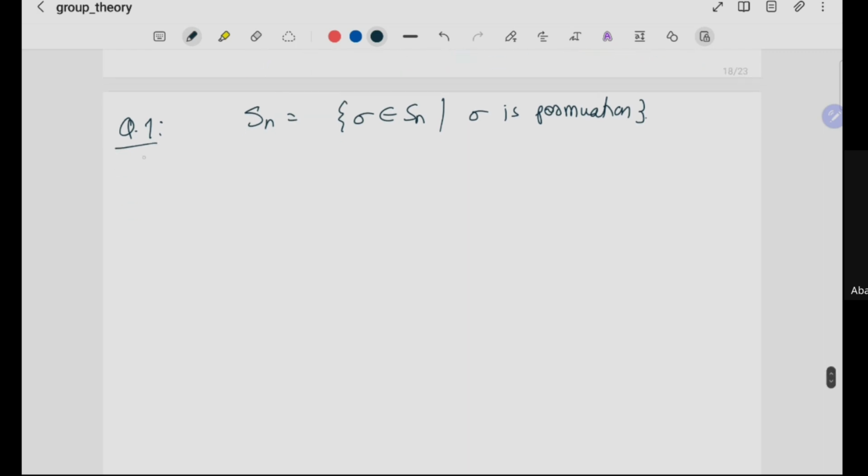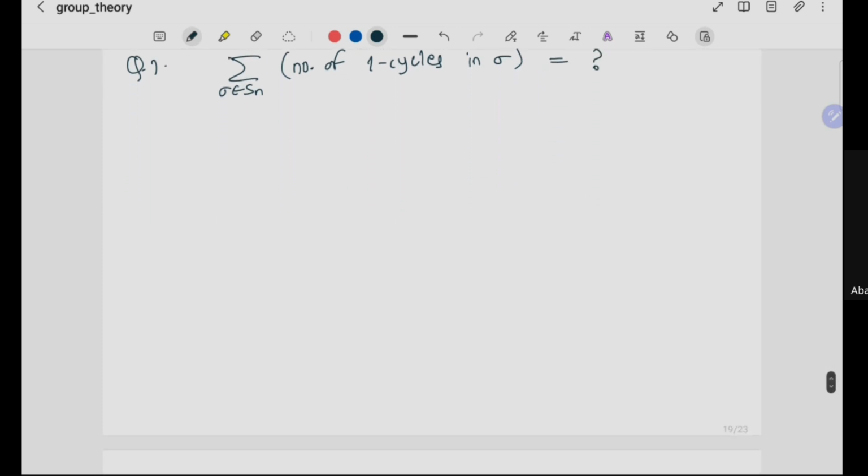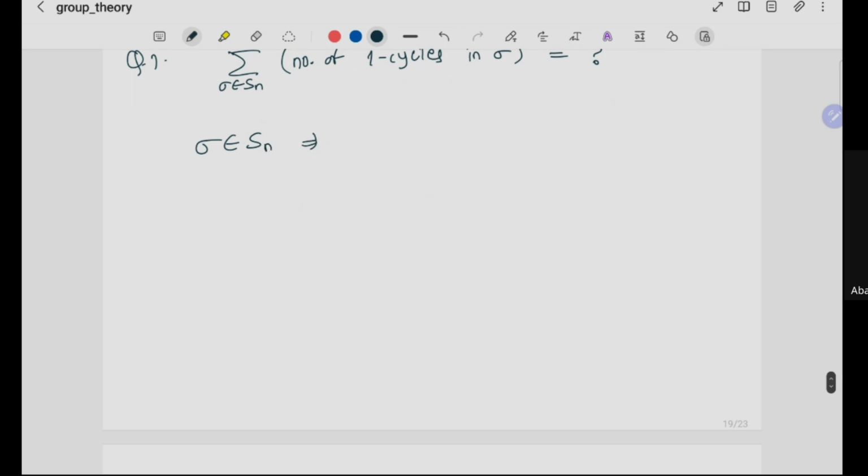Okay, so the question is that the summation over sigma belonging to S_n of the number of one-cycles in sigma is what? So every sigma in S_n has a cyclic representation, that everybody knows.